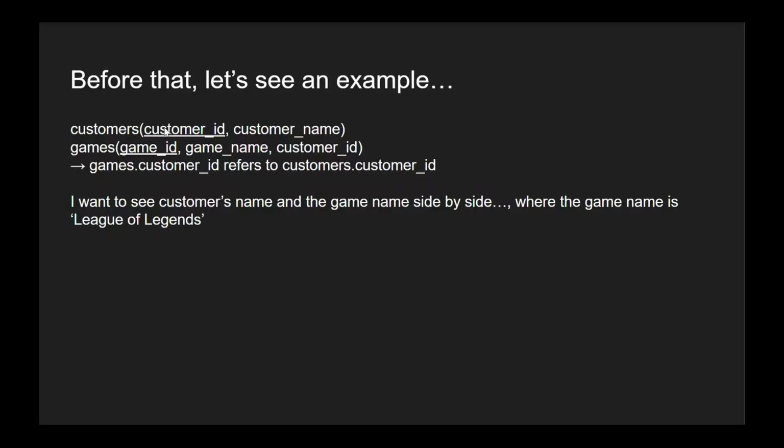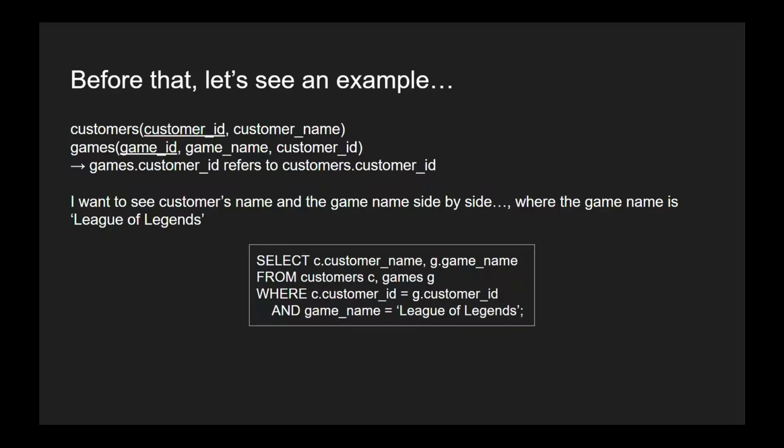We have this customers table with a customer ID and a customer name. And with another table, which is games, we have game ID, game name, and customer ID. The customer ID in this games table is actually referring to the customer ID in the customers table. So right now, I want to see the customer name and the game name side by side, which means I want the customer name on the left side and the game name on the right side. I also want the game name to be League of Legends.